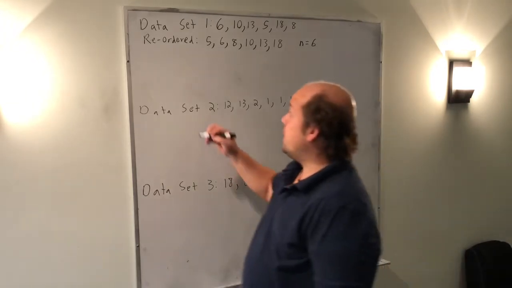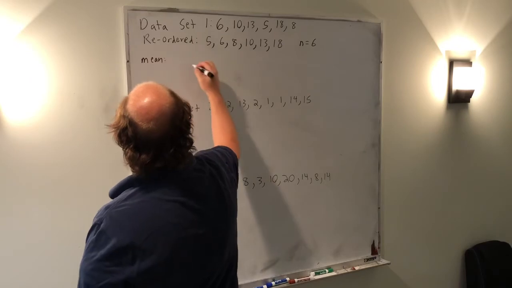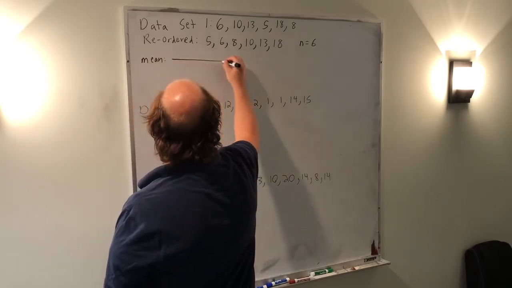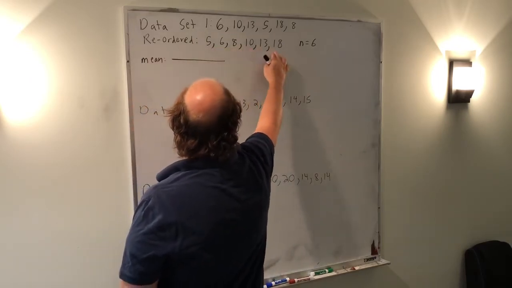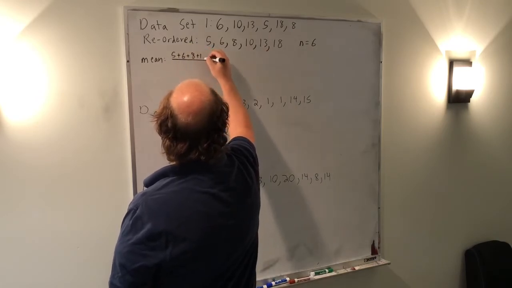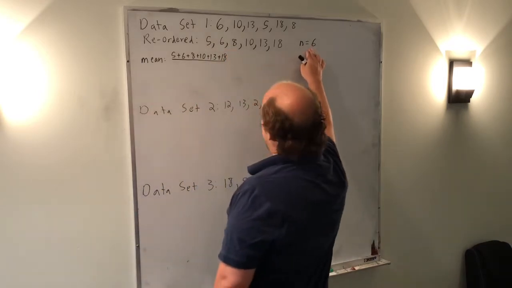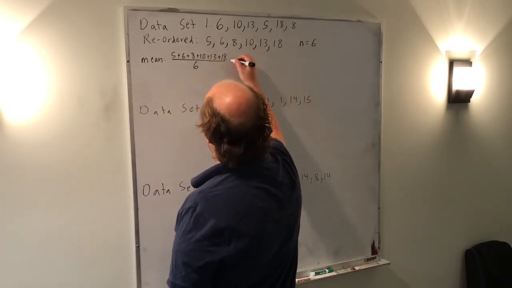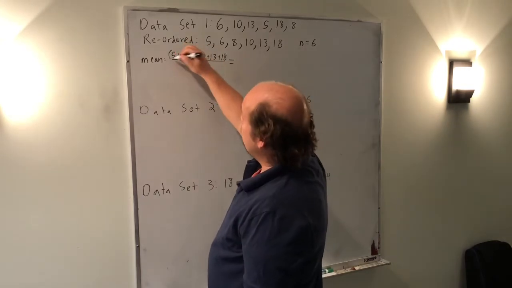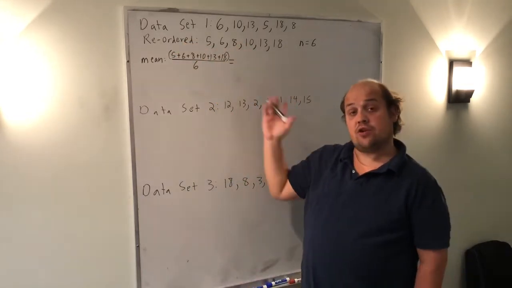If I now go to find the mean, I'm going to add together all of these numbers on top. So 5 plus 6 plus 8 plus 10 plus 13 plus 18. And I'm going to divide by how many data points there are, specifically 6. There's an understood parentheses on top here, saying that we have to do all the addition on top before we do the division.